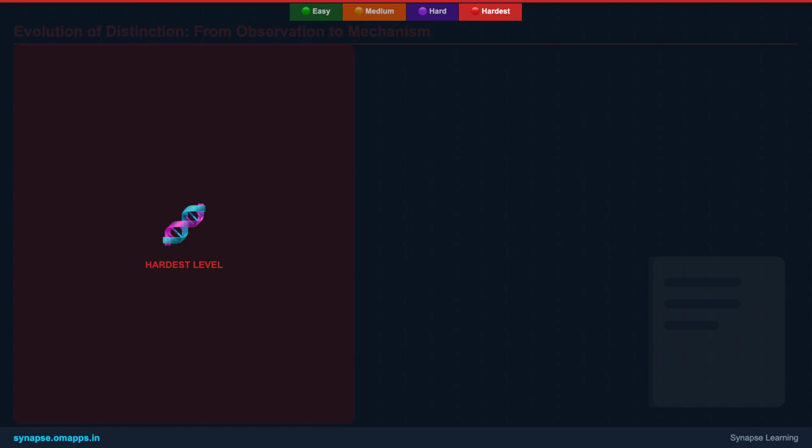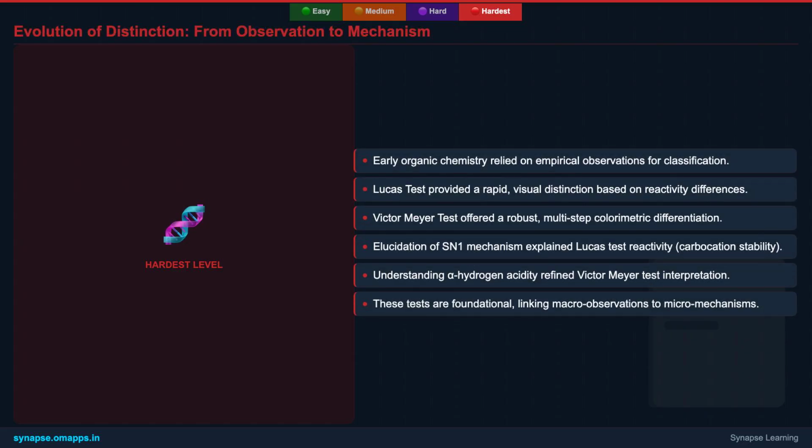Historically, these distinction tests were vital for classifying organic compounds before the advent of sophisticated spectroscopy. The Lucas test, simple and rapid, provided a practical means, while the Victor-Meyer test, though complex, offered a robust, unambiguous classification. The mechanistic understanding, particularly the role of carbocation stability in SN1 reactions, refined our theories of organic reactivity and laid the groundwork for modern synthetic chemistry and drug design. These tests are not just historical relics but foundational concepts.